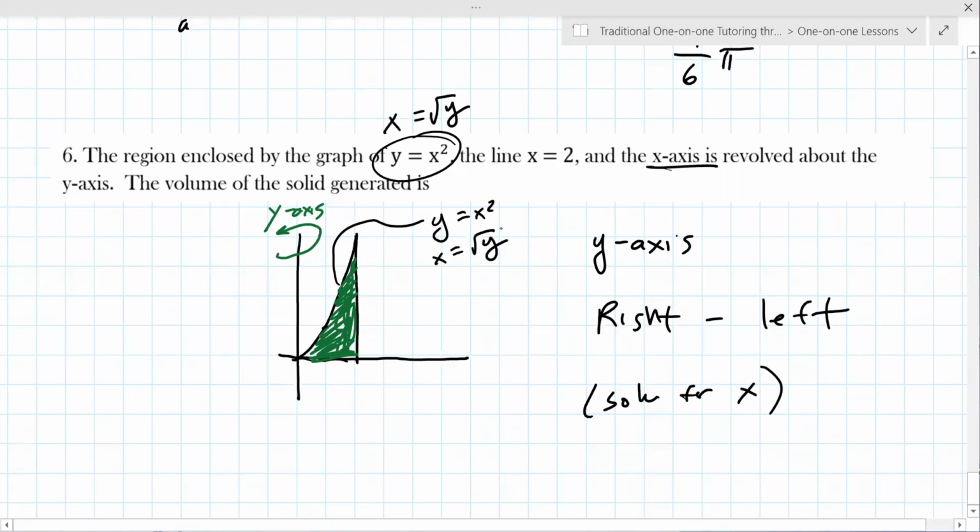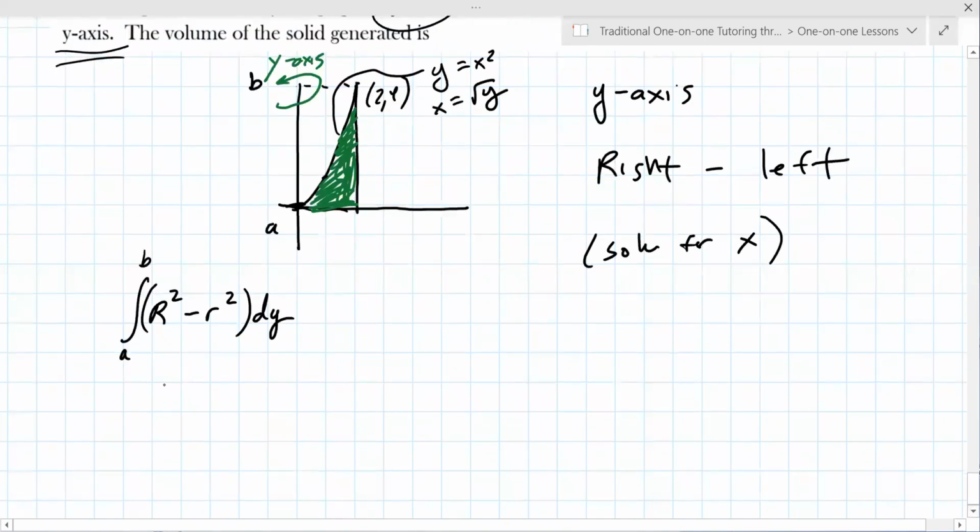And I know as a student, I remember feeling like, God, that's really confusing. That's just the way these are. So the y-axis problems are a little bit more difficult to do that. It's still a big R minus little r problem, but now you're integrating with respect to y. Some books change this to C to D, but it's really A to B. It's A to wherever this is, B up here. And the intersection point is again 2, 4. So you end up integrating, there's a pi, you end up integrating from 0 to 4.